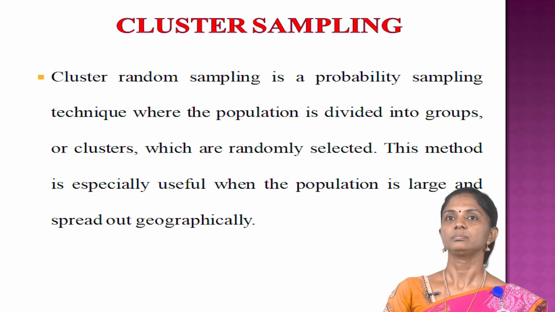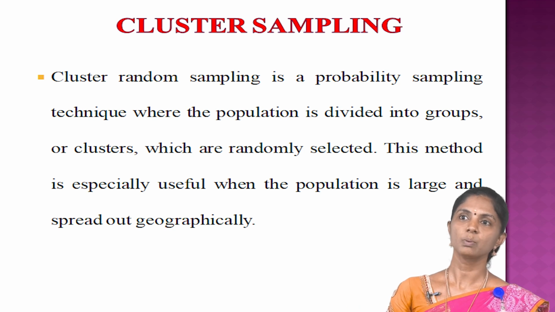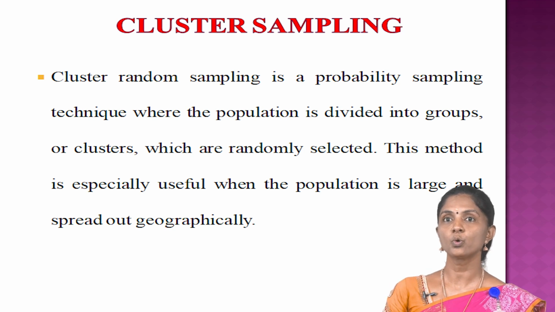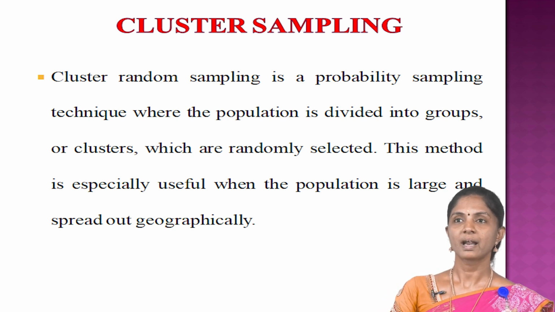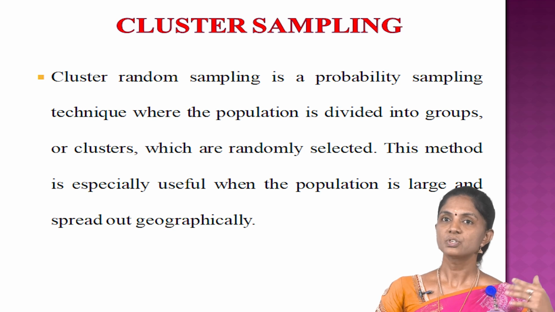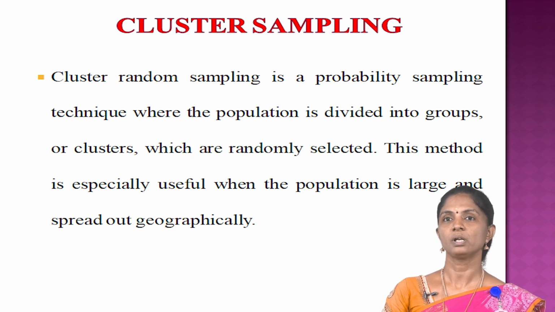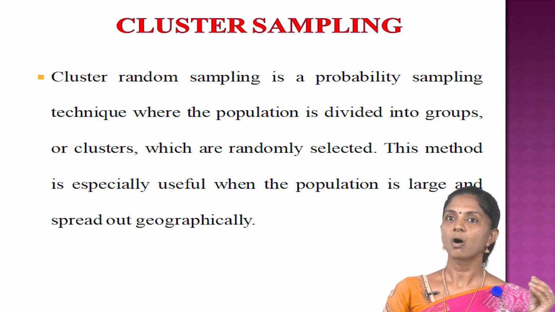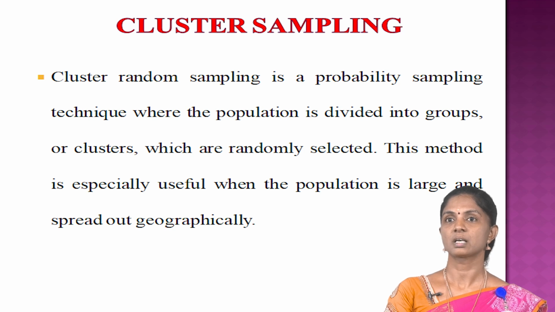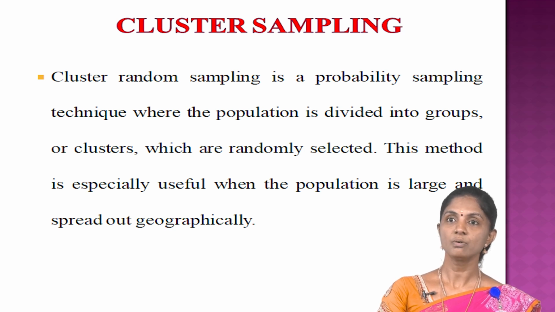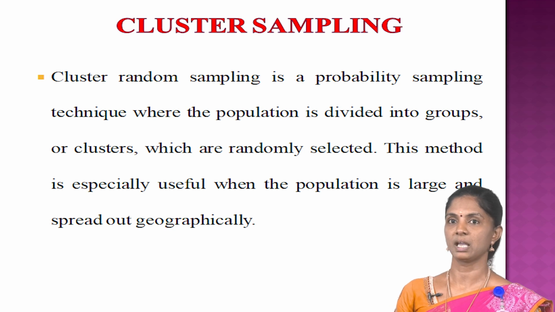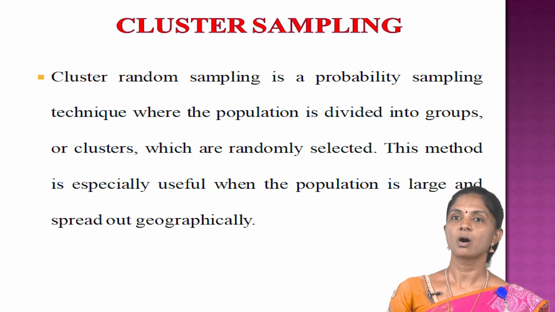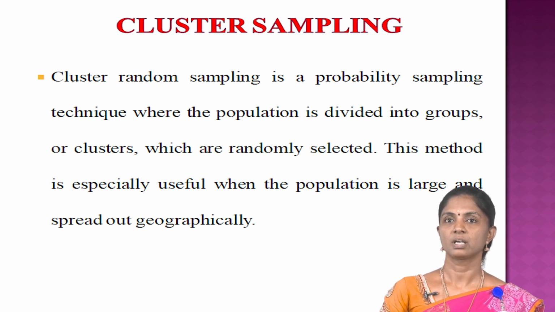Cluster sampling. A cluster random sampling is a probability sampling technique where the population is divided into groups or clusters which are randomly selected. So instead of sampling individuals from the entire population, clusters of individuals are chosen and then either all individuals within this cluster are surveyed or a random sample from within each cluster is taken. This method is especially useful when the population is large and spread out geographically.